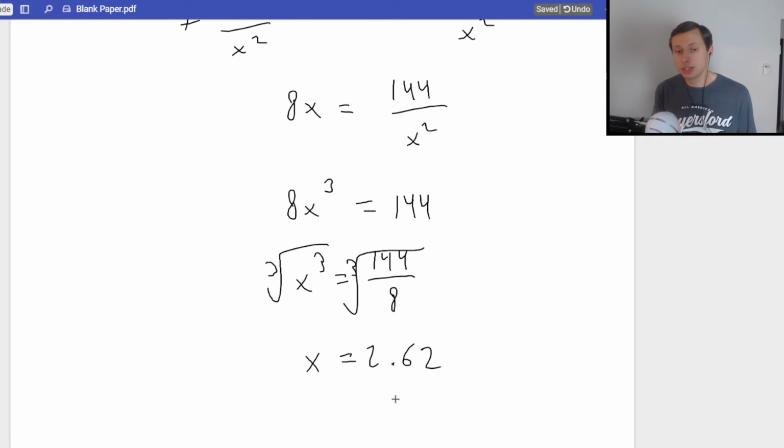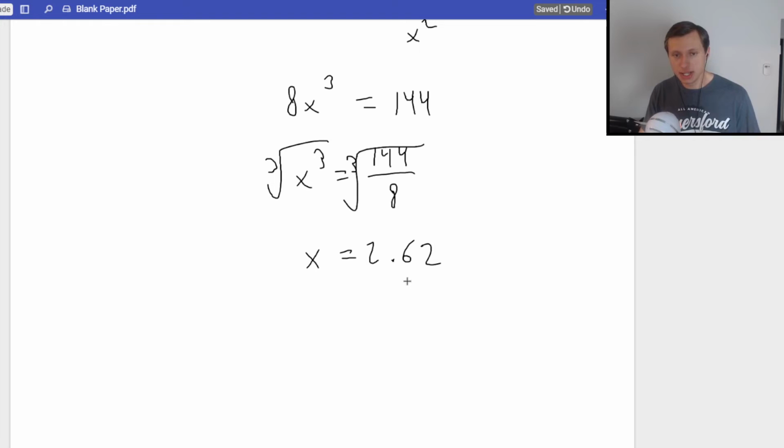Now, again, we do need to prove that is the minimum cost, right? Because we're finding minimum cost. I'm going to speed through this real quick because we already did this a bunch of times already today. But you'd plug in a point less than 2.62 into our first derivative.